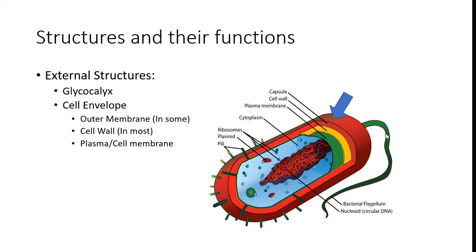And then we have the cell envelope, which is going to have the outer membrane, the cell wall, and the cell plasma, or cell membrane. The only one that will be found for sure in all cells is going to be that plasma or cell membrane. The cell wall and the outer membrane will be dependent on which type of cell it is.